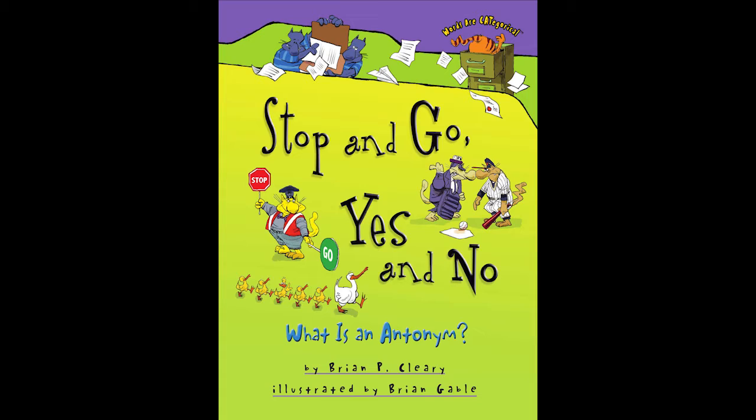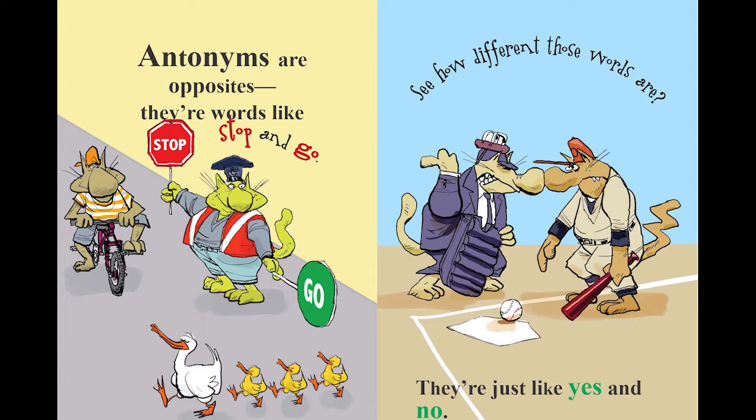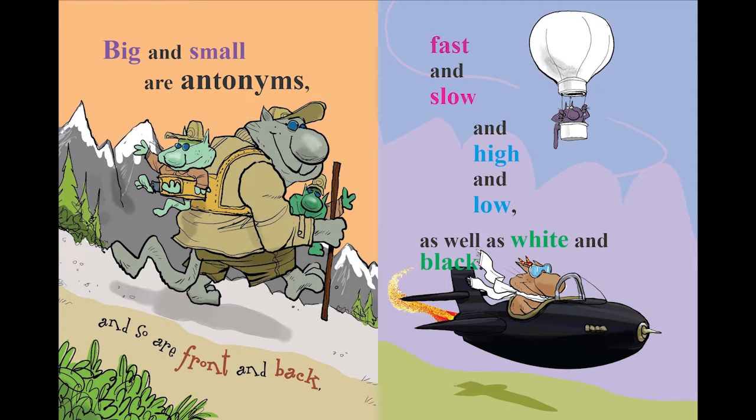Stop and go. Yes and no. What is an antonym? By Brian P. Cleary, illustrated by Brian Gable. Antonyms are opposites. They're words like stop and go. See how different those words are? They're just like yes and no. Big and small are antonyms, and so are front and back. Fast and slow, and high and low, as well as white and black.